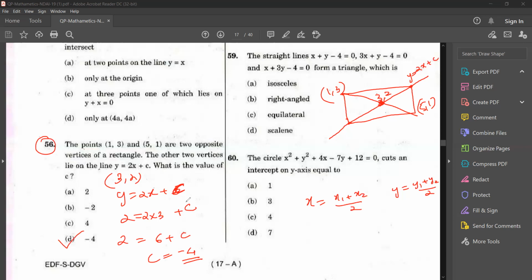Option D. Okay, so this was a very easy question. You have to just find out the midpoint of this diagonal. For that, the vertices are given, and the midpoint is lying on the other diagonal also, isn't it? And the other diagonal's equation of line is already given. You have to just substitute for x and y and find out the value of c. Okay. Now let's go to the next question.